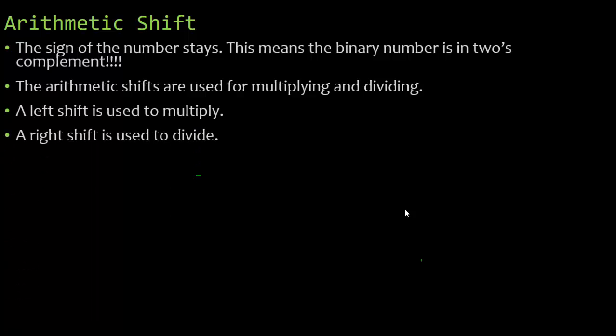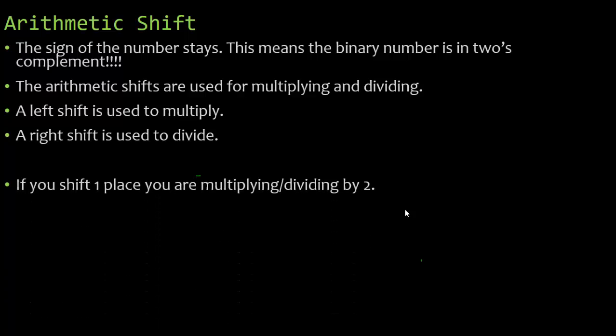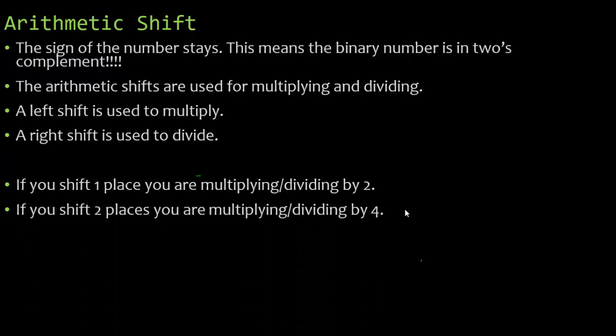Now there is one small thing that you need to know. Well, I guess it's not really a small thing, it's a big thing. If you shift 1 place to the left, you're multiplying by 2. If you shift 1 place to the right, you're dividing by 2. That is because 2 to the power of 1 is 2. If you shift 2 places, you're multiplying or dividing by 4. That's because 2 to the power of 2 is 4.